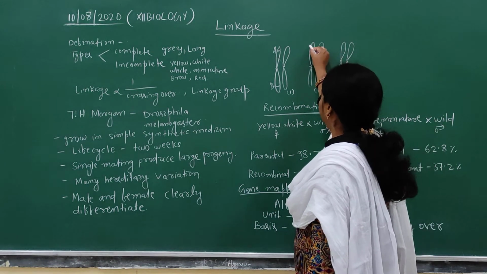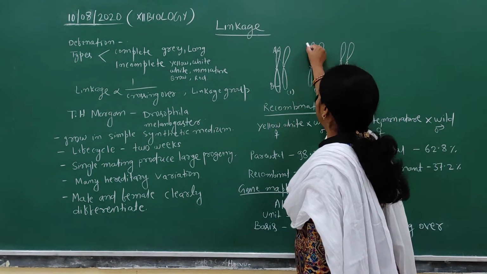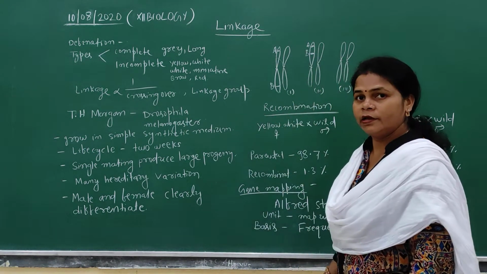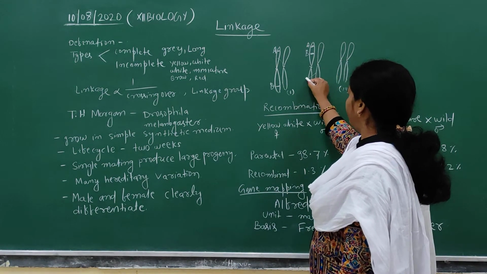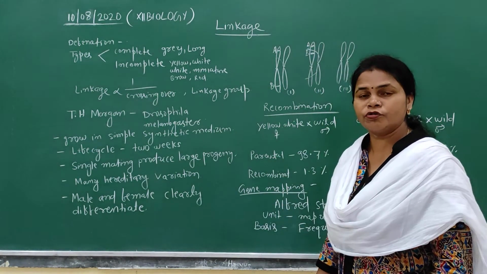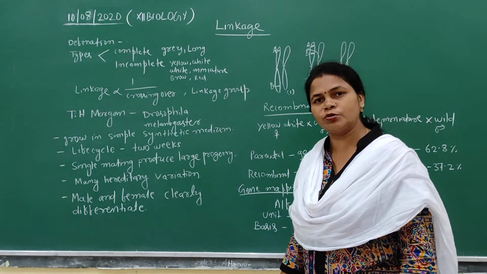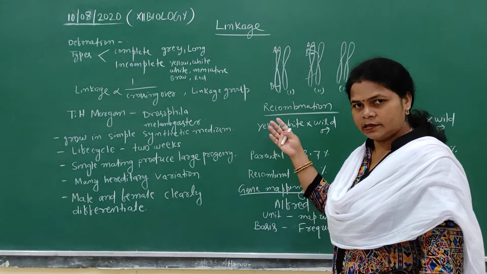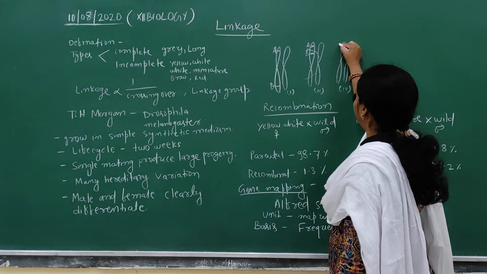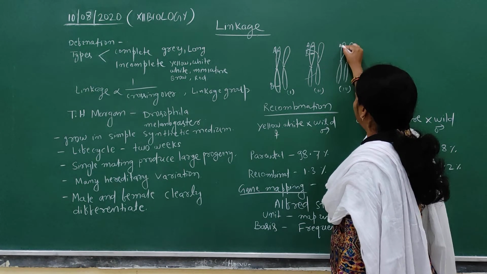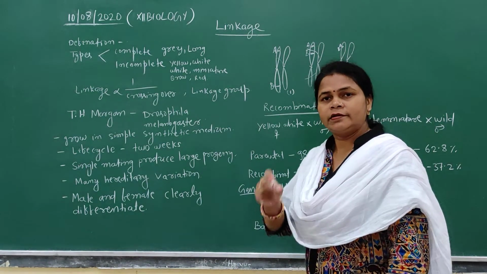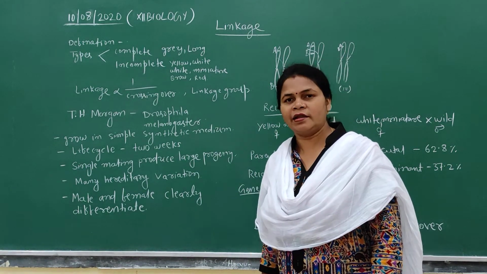Then in the second case, suppose gene A is present here and gene B is present here. There is less chance of crossing over between these two genes. Let's consider this third situation. Here, suppose gene A is present here, and B is very close to it, very close to one another.